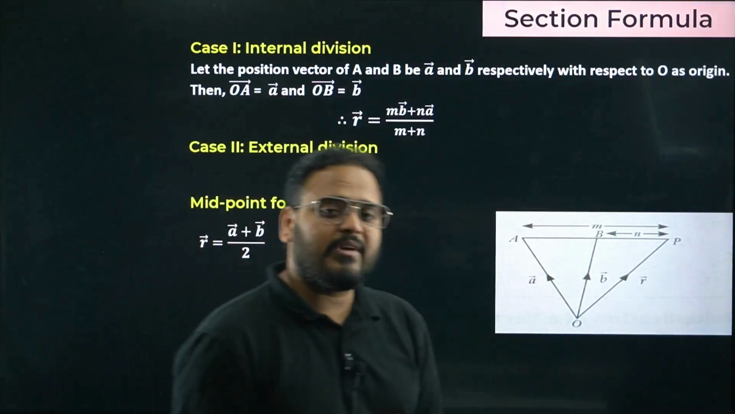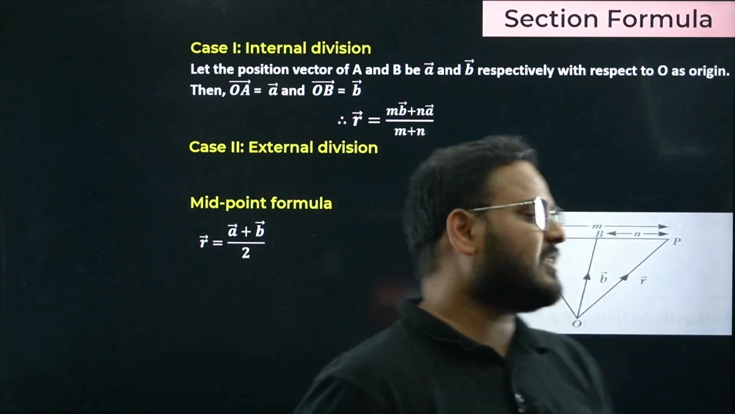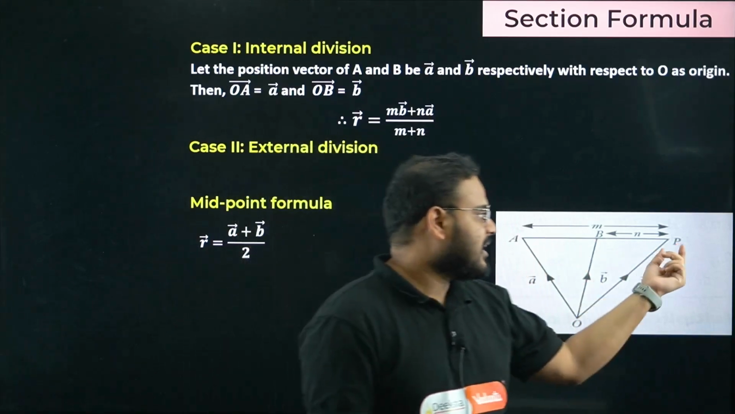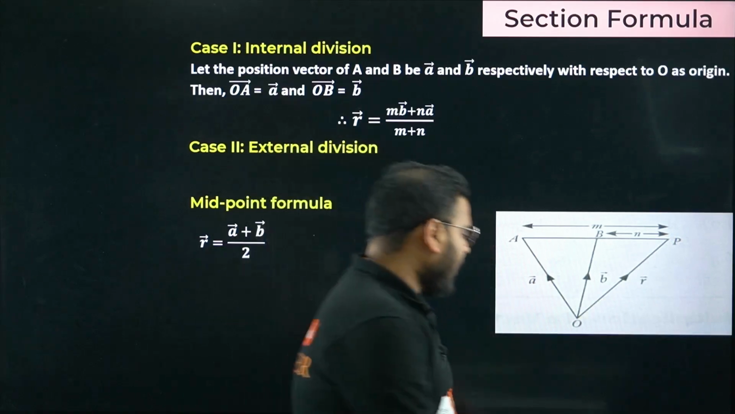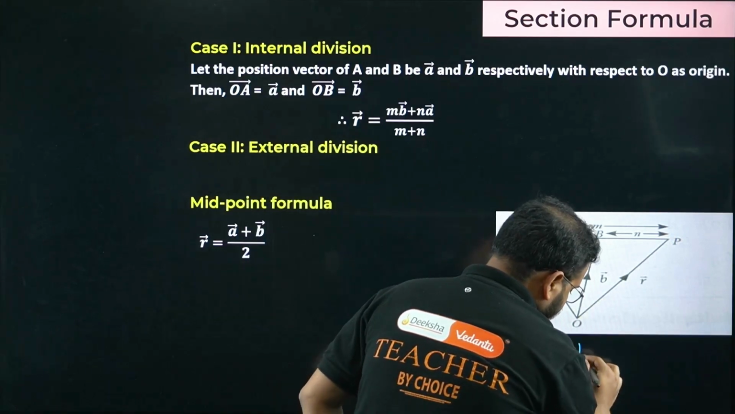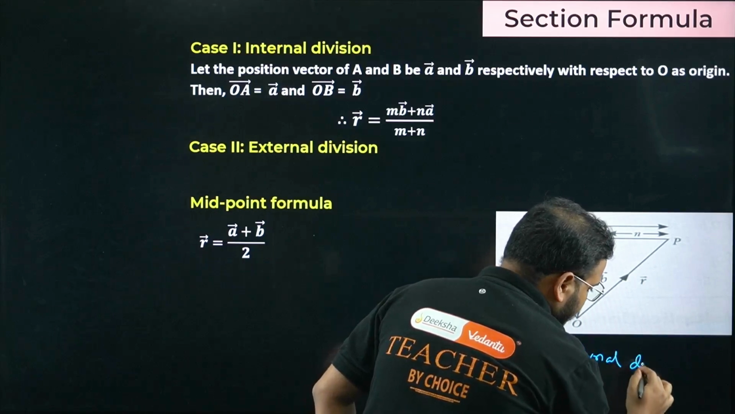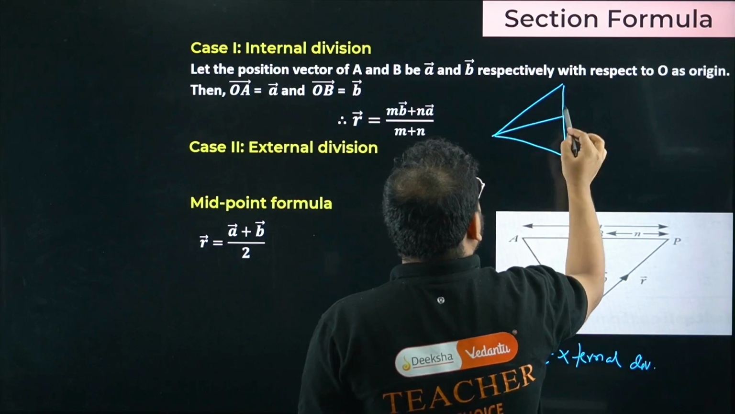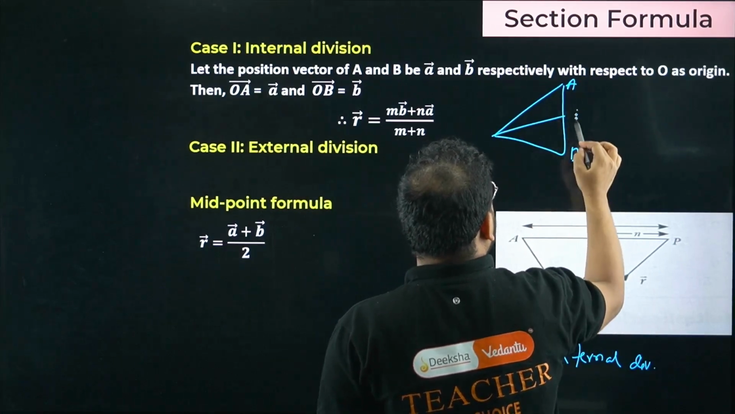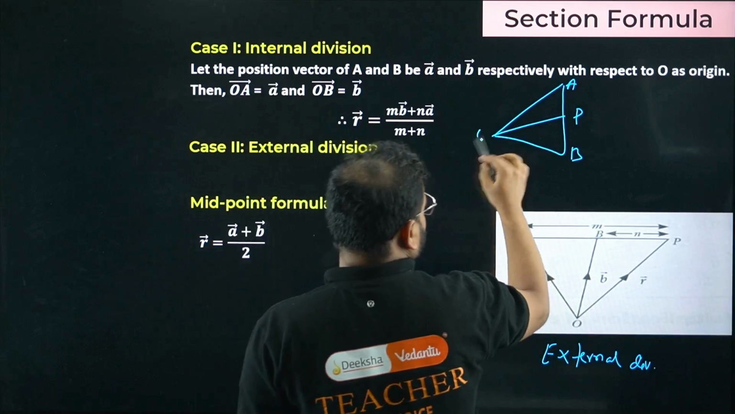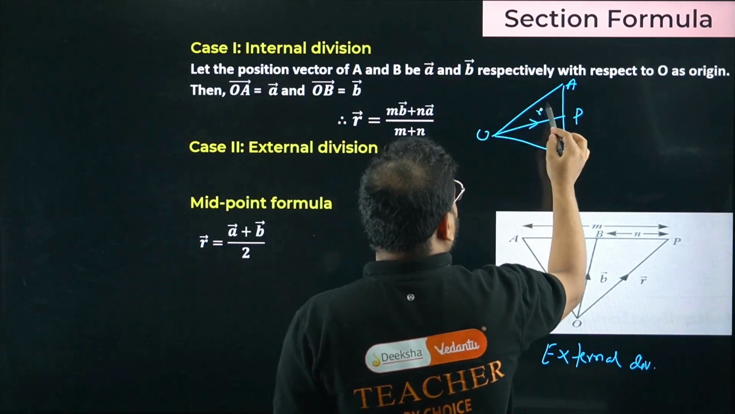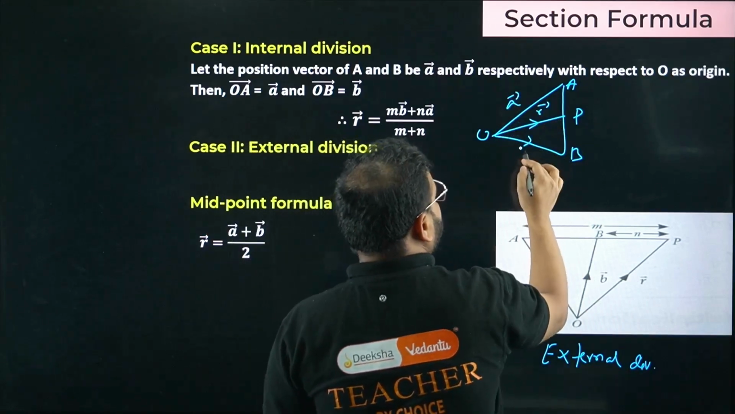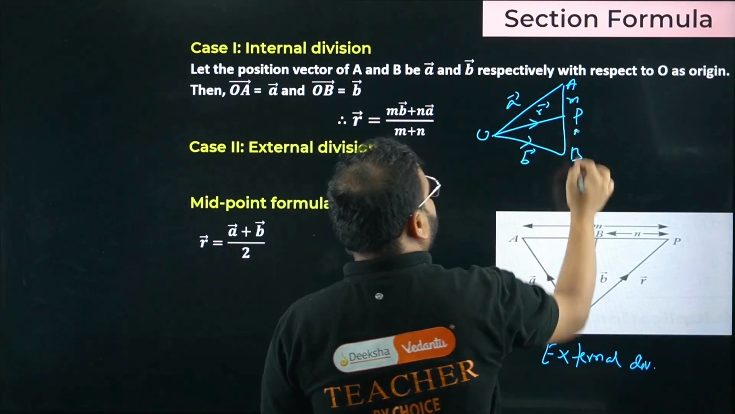Now section formula. Okay, we have both for internal and external division. Basically, if you look at this figure here, the point P is outside the line AB. This is a case of external division. What happens in the case of internal division? We have this figure, right? If you remember, we have A here, B here, and P will be between them. The point O of course, and this is the vector R of course, right? This will be vector A and vector B. It will be m to n.